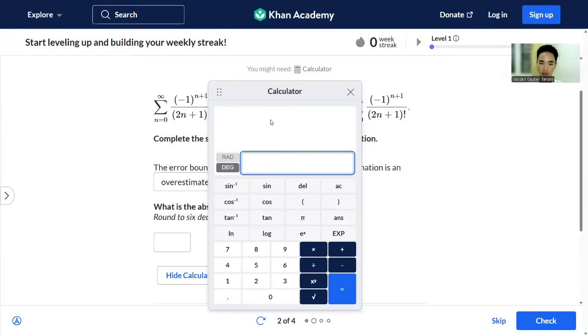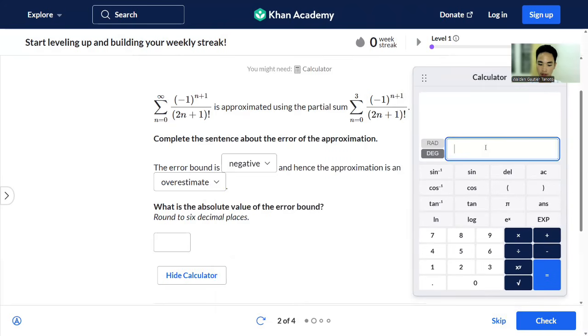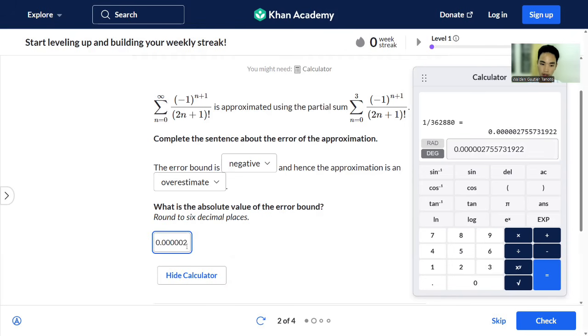What is the absolute value of the error bound? Since it's the absolute value, we do not need the negative. Run to 6 decimal places. 1, 2, 3, 4, 5, 6. Since it's 7, it is added 1, which is 2 plus 1, 3. Now I'm going to check. Yay, it works.